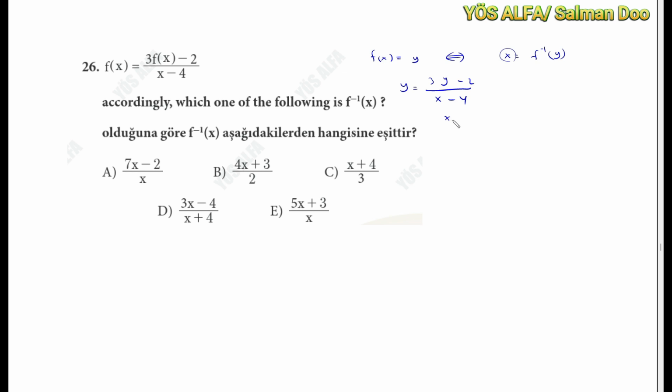So x minus 4 is equal to 3y minus 2 over y. From here, x is 3y minus 2 over y plus 4. When we make the denominators equal, we have 3y minus 2 plus 4y. So from here, 7y minus 2 over y. So this x is nothing but f inverse of y. So from here, f inverse of x is going to be 7x minus 2 over x.